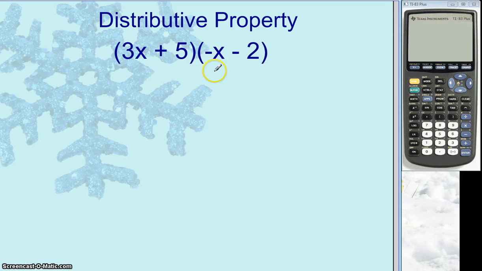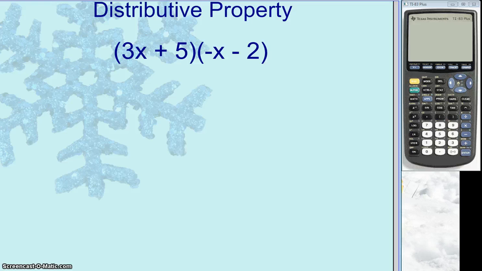In this video I'm going to show a second example of distributive property. Again, let me try to move the words out of the way a little bit. So you're going to distribute two things. You're going to start by distributing 3x to both of the terms in the other sets of parentheses.